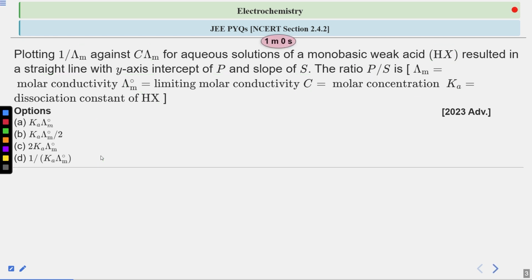Okay, so you have some time, just go through it, try to solve it, try to conclude it, and then we will see its correct answer.